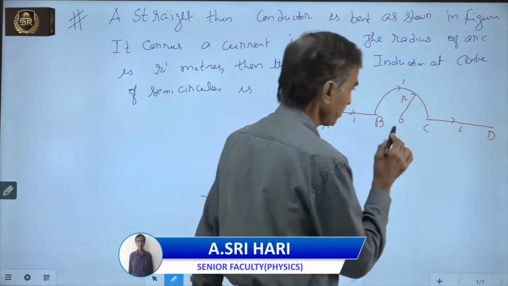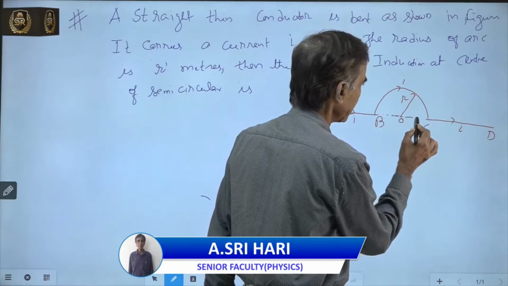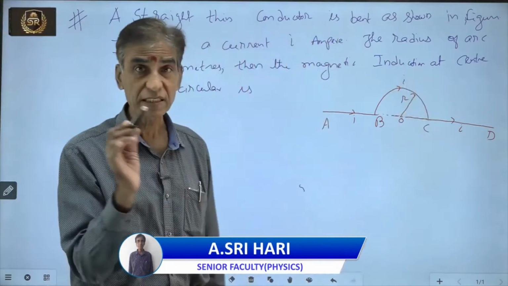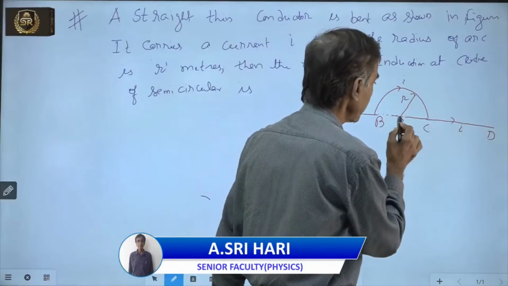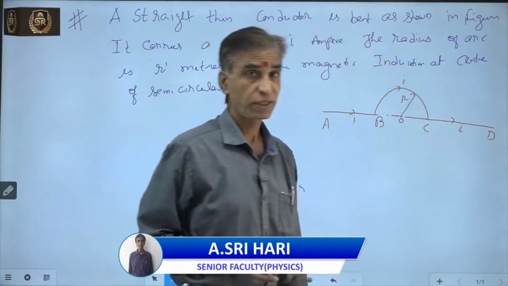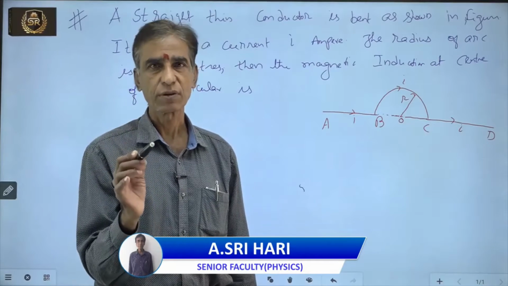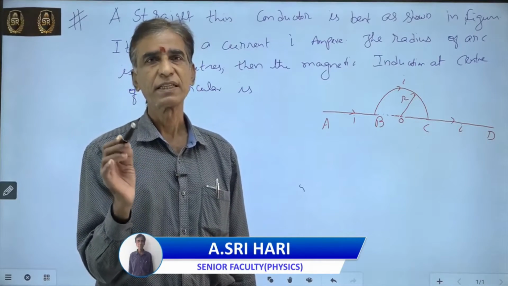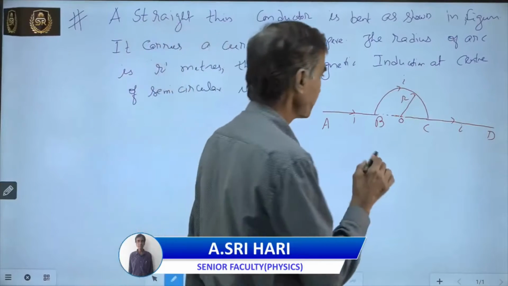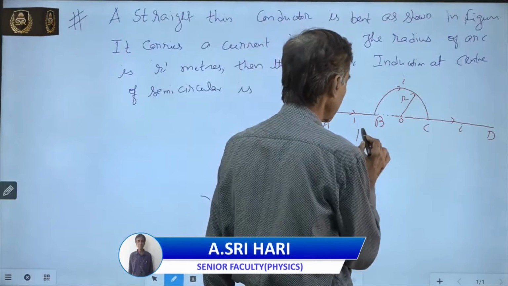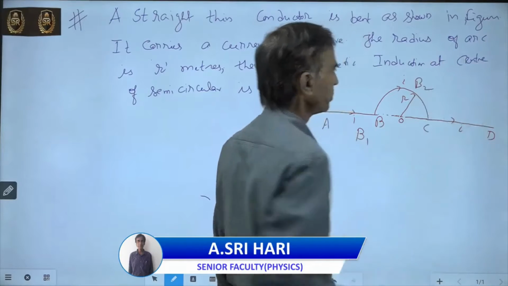But very important here is, this point where we want to find the magnetic induction is on the axis of the wire. You just check that. This is our wire, so the point is on the axis of the wire. That means the perpendicular distance between the current carrying conductor and the point is zero. Therefore, the magnetic field is equal to zero. That is very important here. So the magnetic field due to the straight part is B1 and due to the circular part is B2.